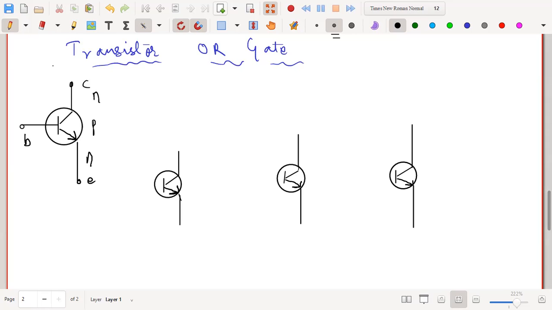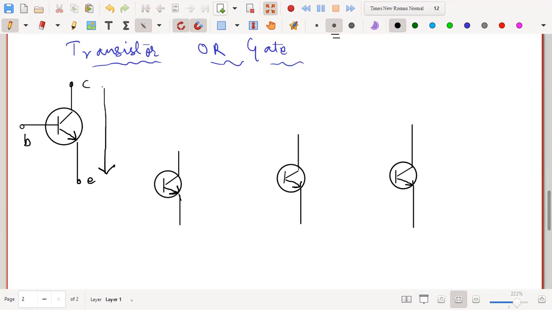Now, on what condition can the current flow through the transistor? Let us try to imagine that situation. The basic condition is that the base-emitter junction should always be forward biased, and the collector-emitter junction should be reverse biased. So that means the current can flow through this collector to emitter.